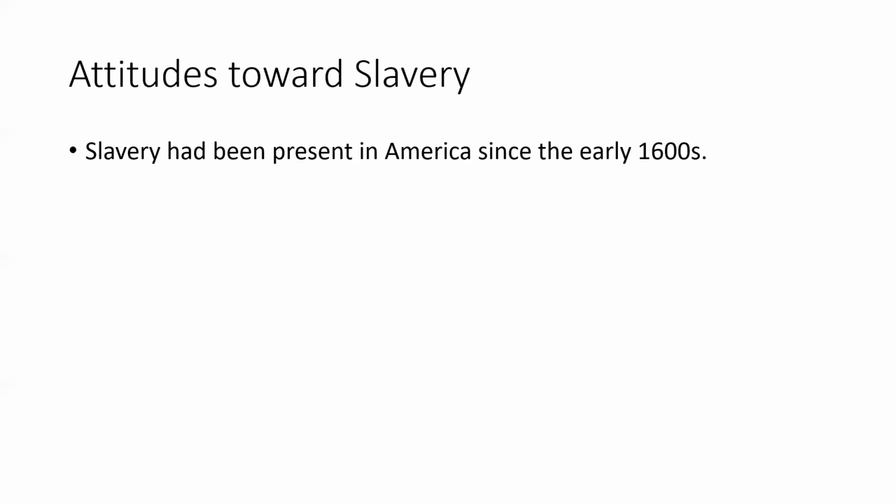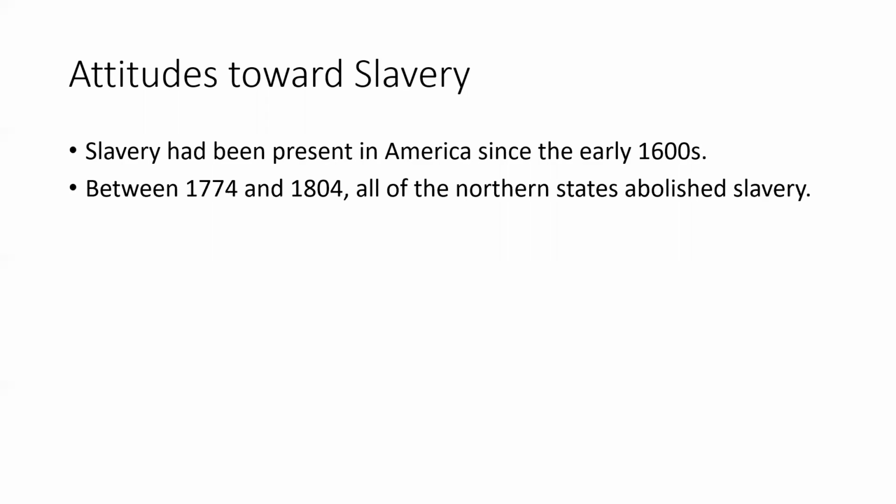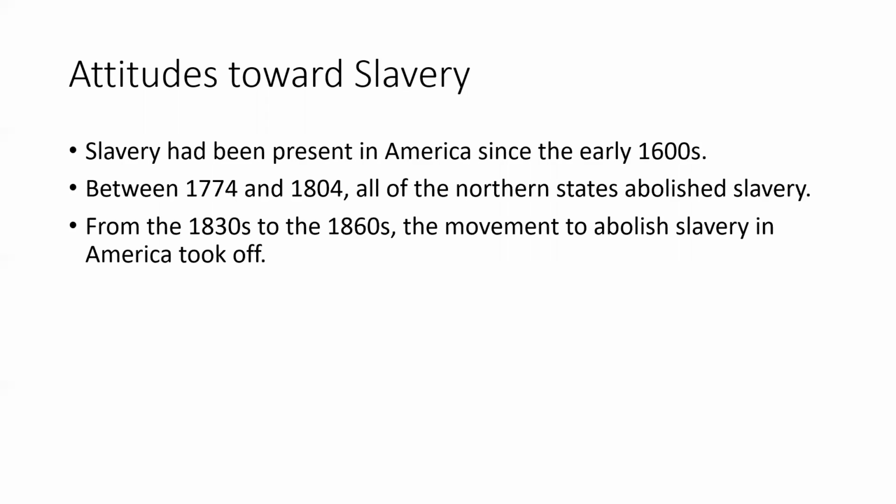So slavery began early in American history, in the early 1600s. However, after the American Revolution, all the northern states abolished slavery. As early as 1804, slavery was not allowed in the North. However, it was still allowed in the South. From the 1830s to the 1860s, there was a big movement to abolish, or end, slavery in the United States.